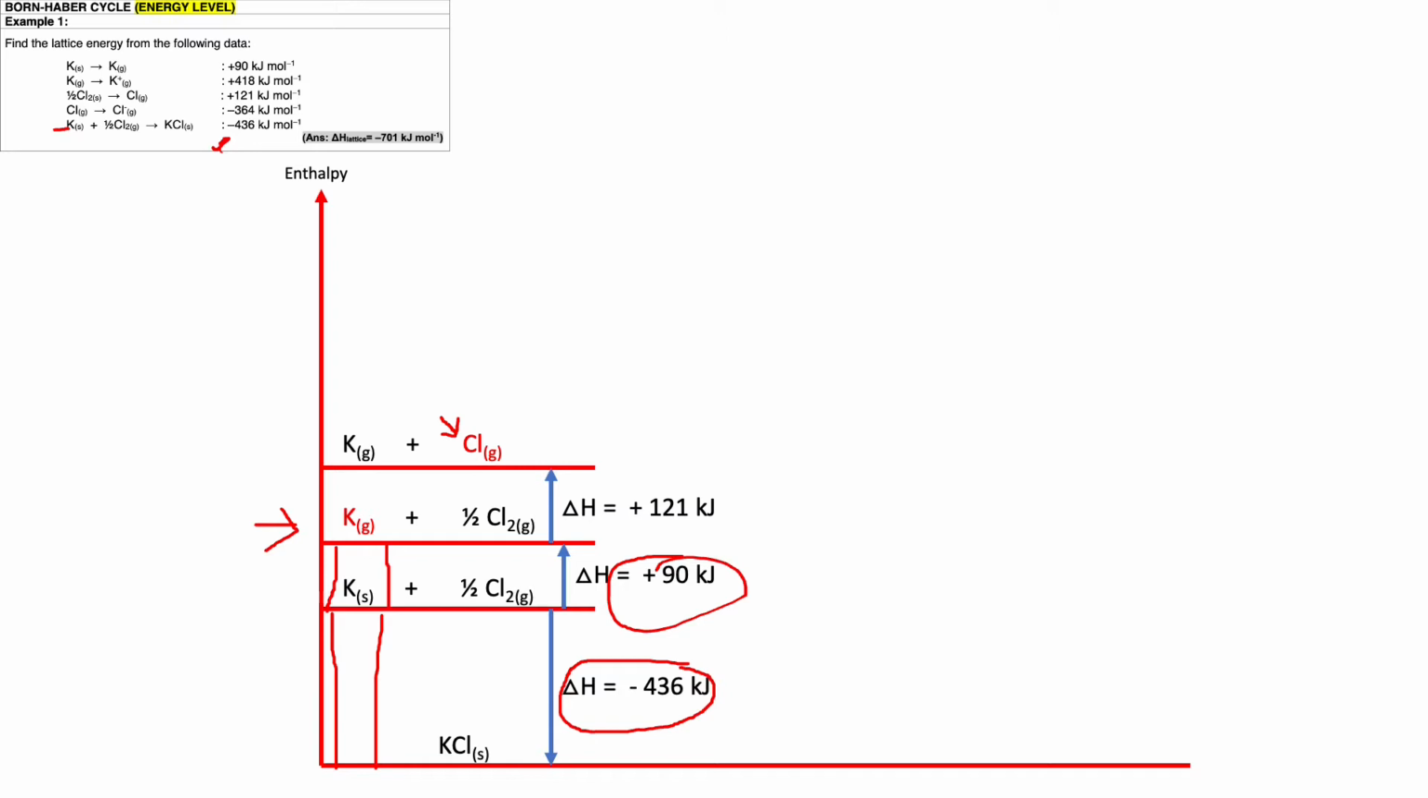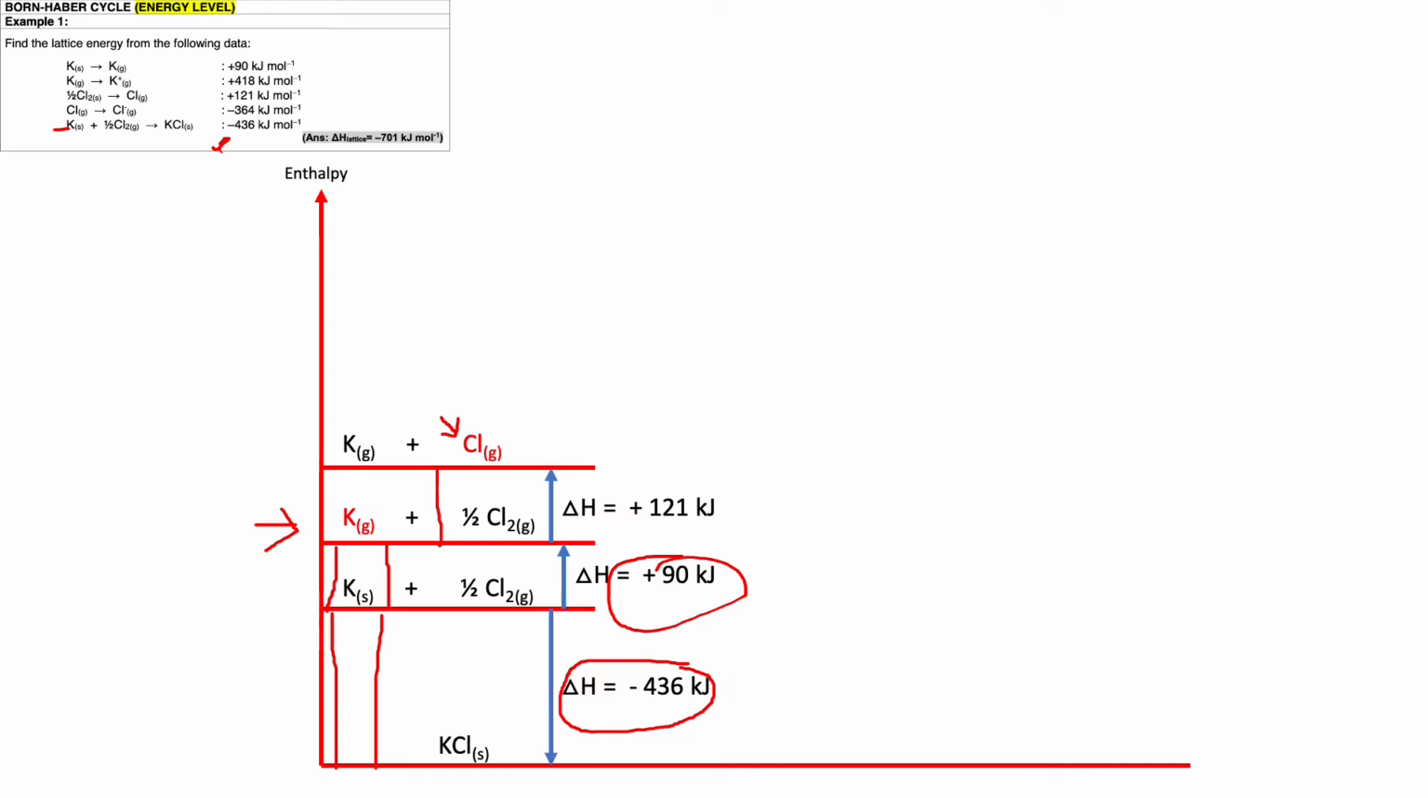Now you compare the length or the gap. The gap of enthalpy of atomization for potassium is smaller compared to enthalpy of atomization for chlorine. But still, the gap for enthalpy of formation is bigger compared to the other two. So we are done with formation, we are done with atomization.